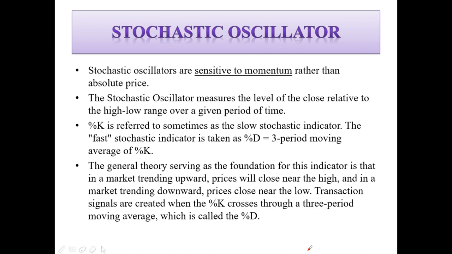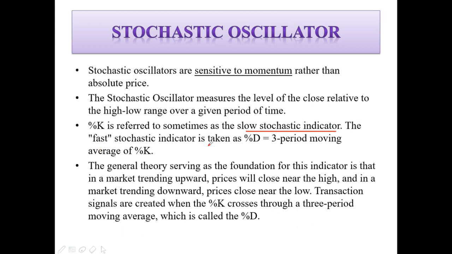Stochastic oscillators in general are sensitive to momentum rather than absolute price. The stochastic oscillator measures the level of the close relative to the high-low range over a given period of time. As I've shown you how the value is calculated, the closing price minus the lowest price of that specific time period, divided by the difference between the highest price and the lowest price. So this percentage K, that is the value of the stochastic indicator, is referred to as the slow stochastic indicator.